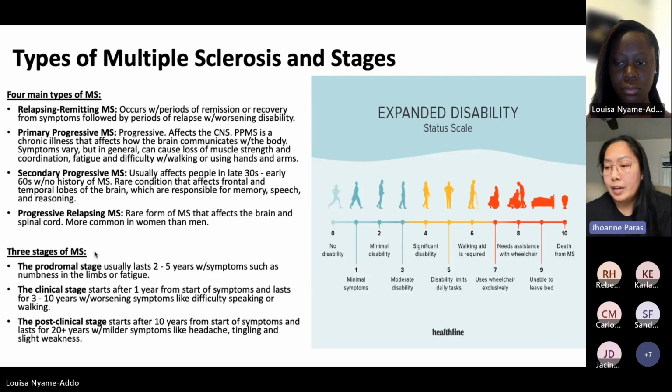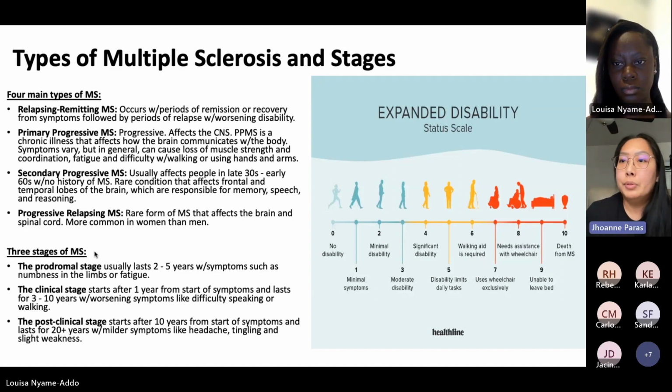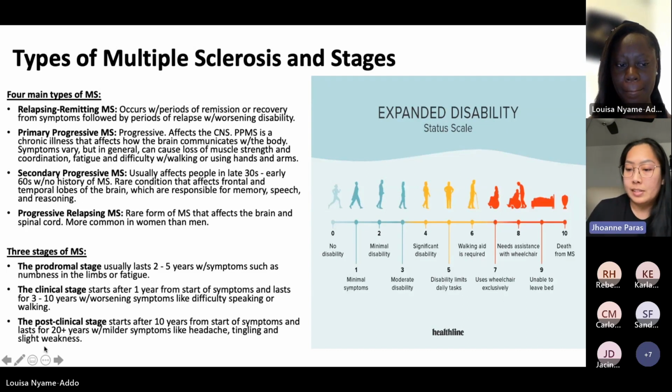And on the figure to your right, you'll see a brief overview of how you can go from no disability to full disability, where you need assistance with all movements and with feeding, for example. On the next slide, we'll talk about some demographics.